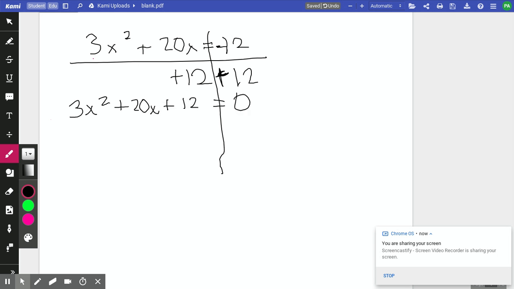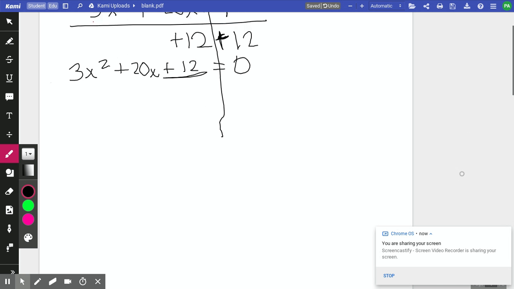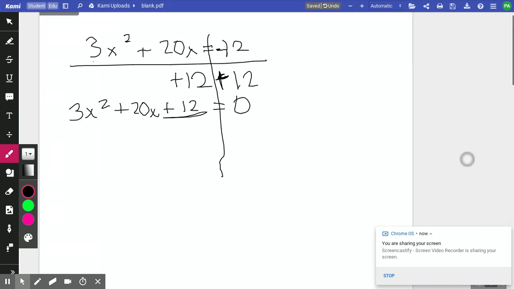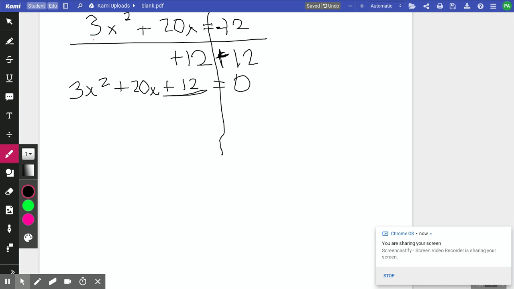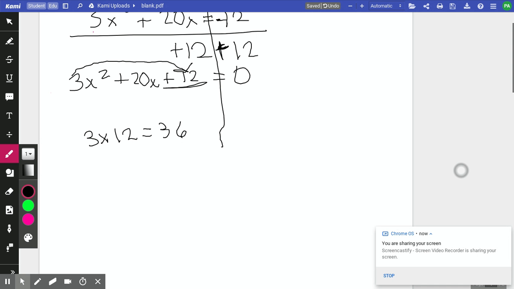Because the 12 doesn't have an x, you can't combine it with the 20x, so it just stays right here, plus 12. And then the next thing that you're going to want to do is multiply 3 by 12. So 3 times 12 is 36.